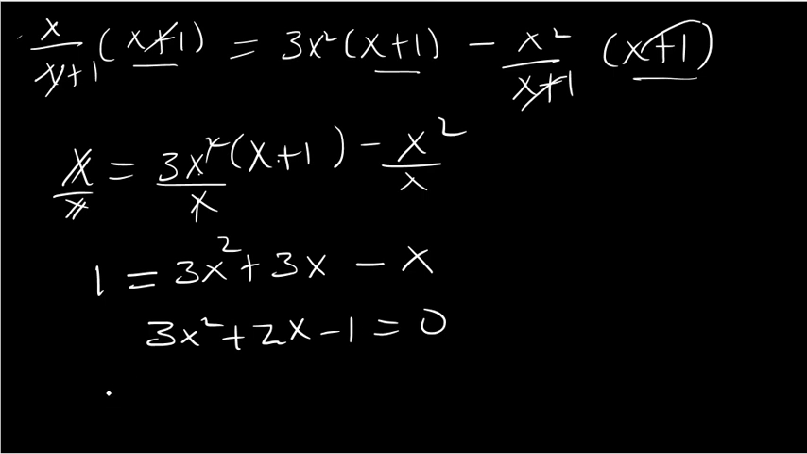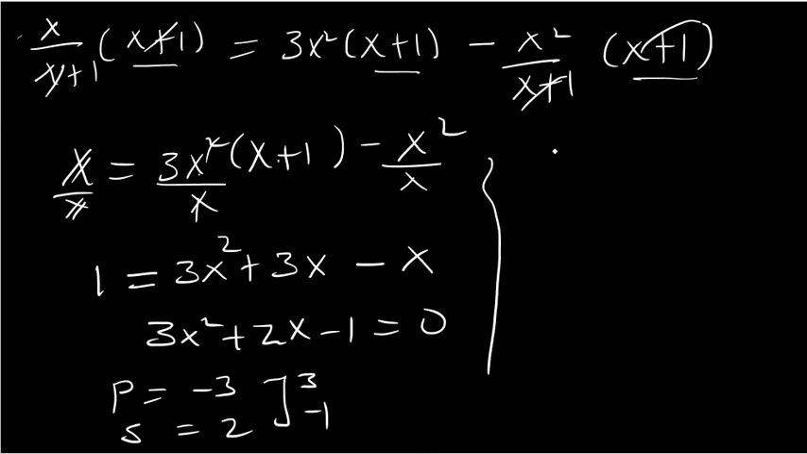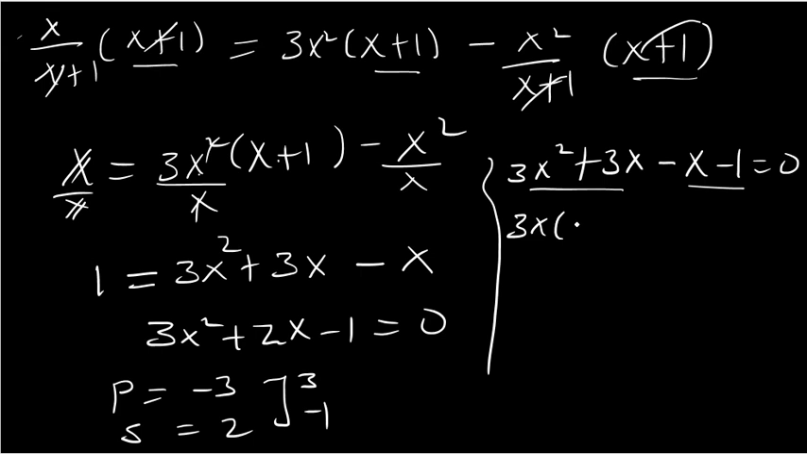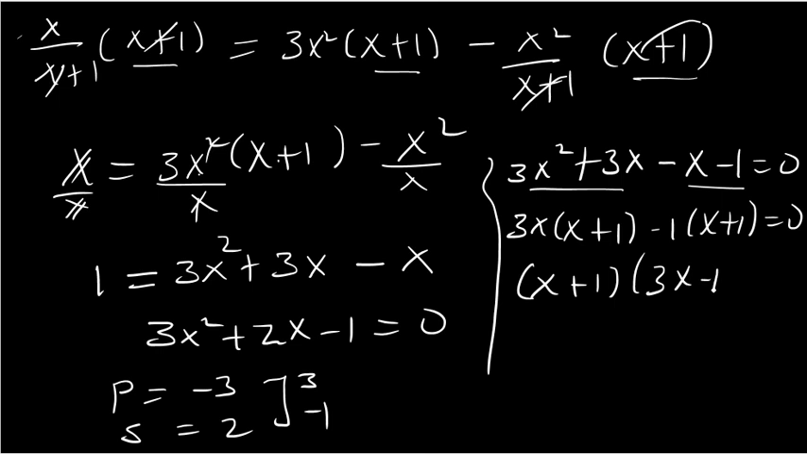Then here we need to think of two numbers, product negative 3 and sum 2. These numbers are 3 and negative 1. So when you do that, it will be 3x square plus 3x minus x minus 1 is equal to 0. Then take out common here for these two. It will be 3x and (x plus 1) minus 1 into (x plus 1) is equal to 0. Then (x plus 1), then (3x minus 1) is equal to 0.